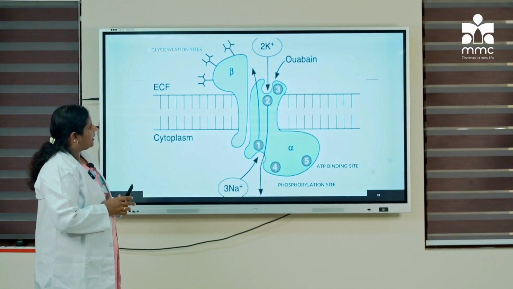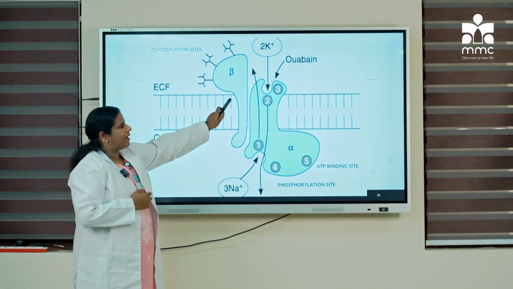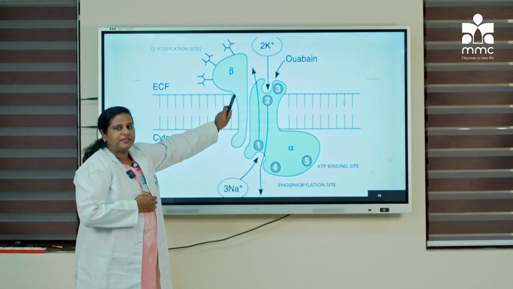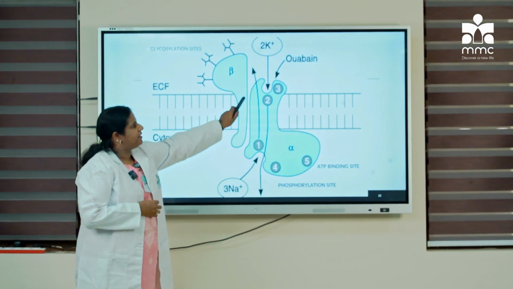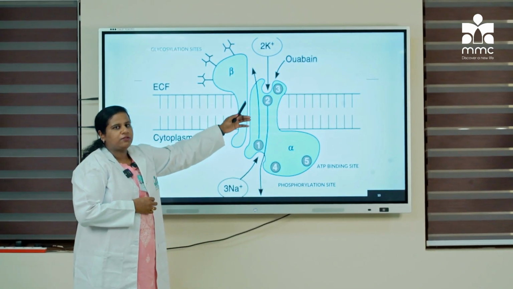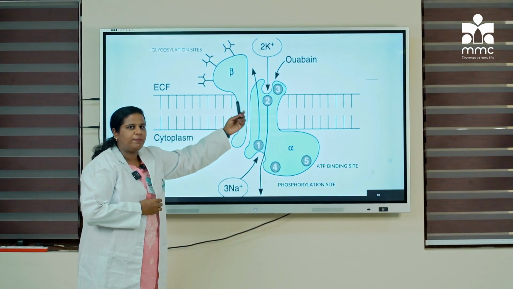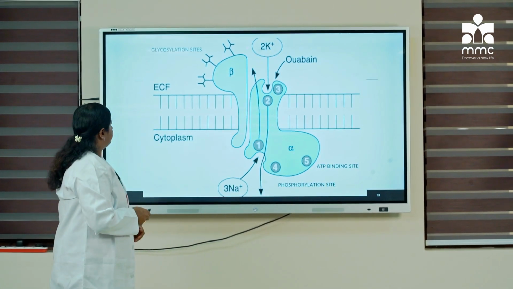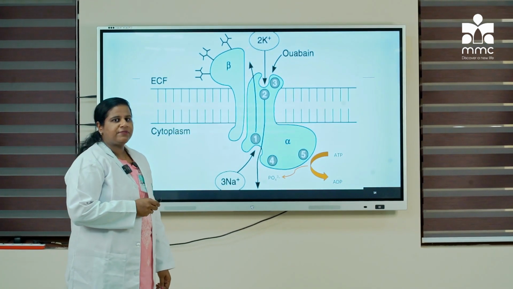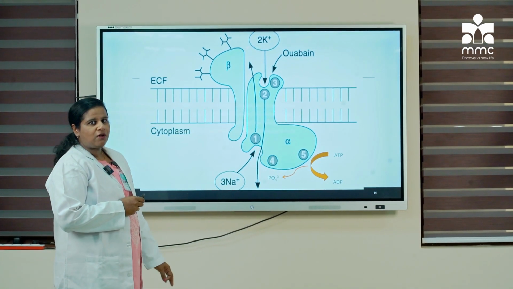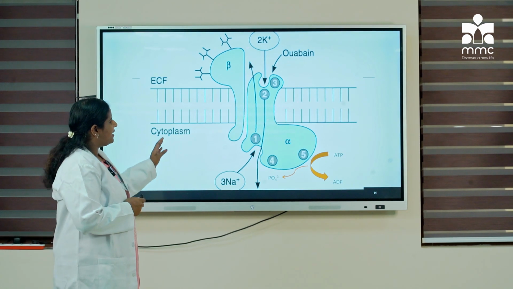While on the extracellular membrane, you have two sites, that is the site for binding potassium and the site for binding glycosides, or for an example that is given over here is ouabain, so we call it the ouabain binding site. So now that we have learned about the structure of the sodium potassium ATPase, let's learn how the pump works.